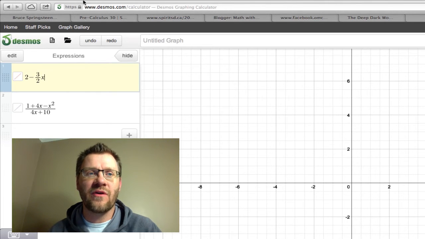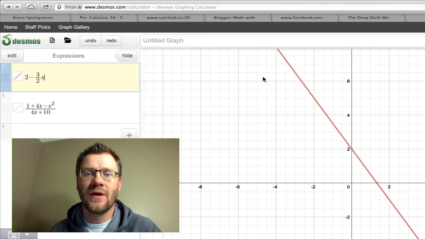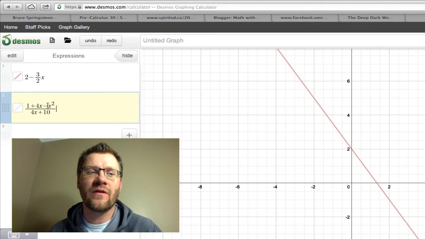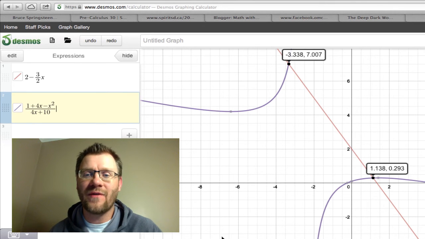So we're back to Desmos.com as our graphing calculator, and I've plugged in our two sides of our equation. On the left-hand side, we had 2 minus 3 over 2x. So hopefully you recognize that as a line. If we were to graph it, it makes a nice line right here. And the right-hand side of our equation was 1 plus 4x minus x squared, all divided by 4x plus 10. And since we're working with rational functions, hopefully you see that as a rational function. So there should be some curvy parts and some asymptotes. And when we graph that one, there are the curvy parts, and there would be some asymptotes in this graph as well.